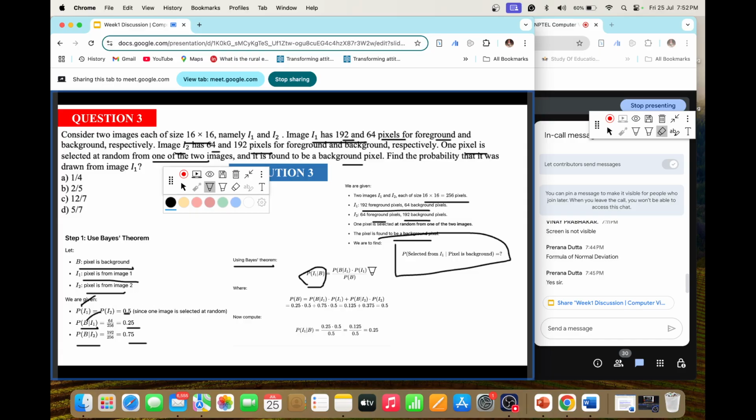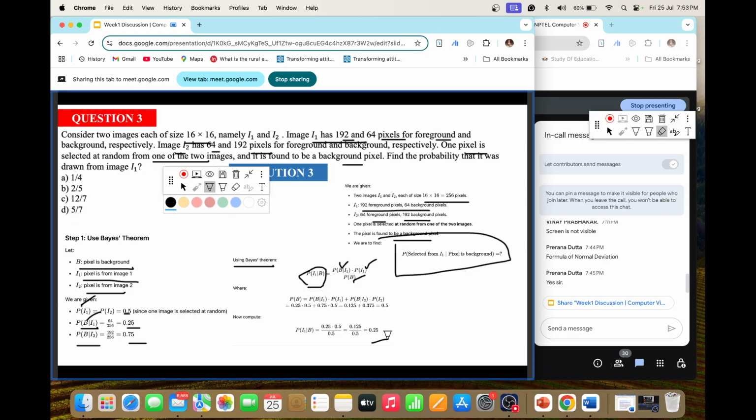So how is P(B) calculated? P(B) is calculated by this: P(B|I1) into P(I1), plus P(B|I2) into P(I2). So by this we can calculate P(B). So probability of B we got, probability of B given I1 we already got, probability of I1 we got. So by this we can calculate the probability of I1 given B.